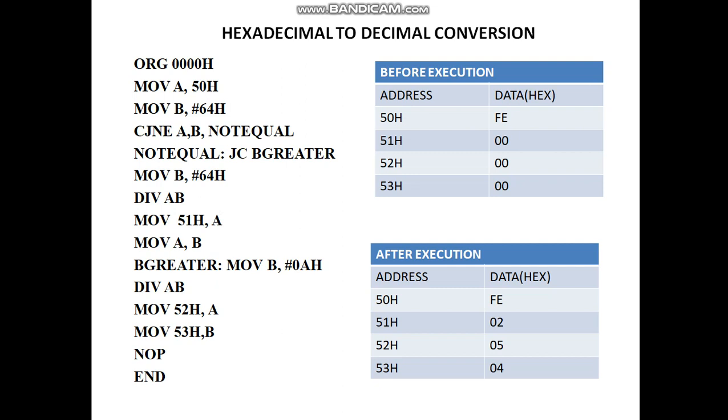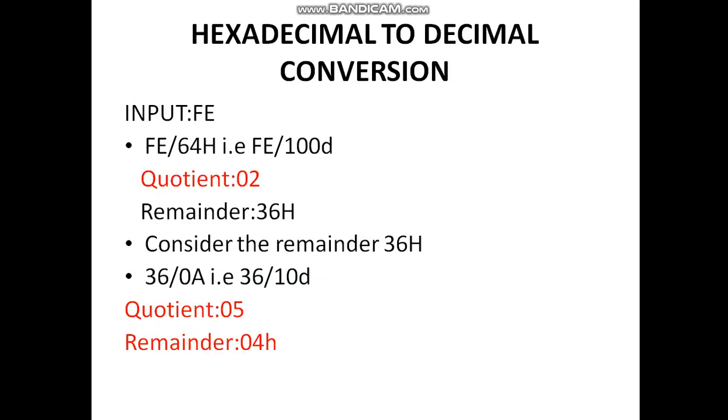Then further the remainder has to be divided by 10, so this 10 should be in B register. Hence move the contents of B register to A, then load B register with 0AH, then once again perform division operation. In this case, the quotient obtained is 2 when you divide the number by 100, and the remainder you get is 36.